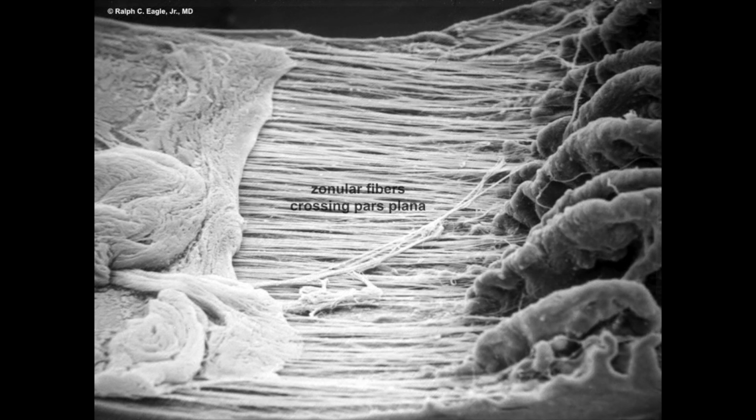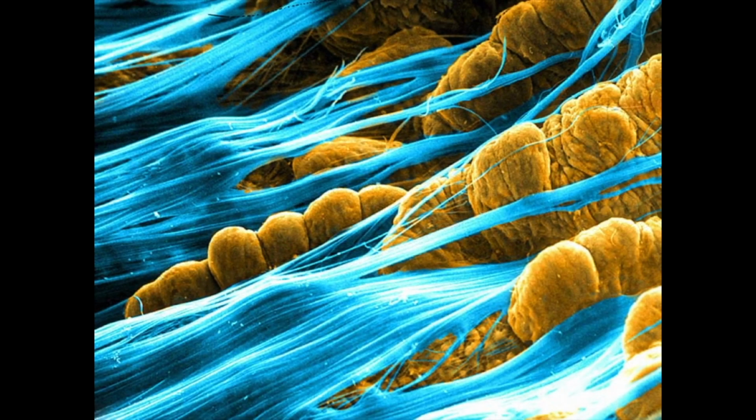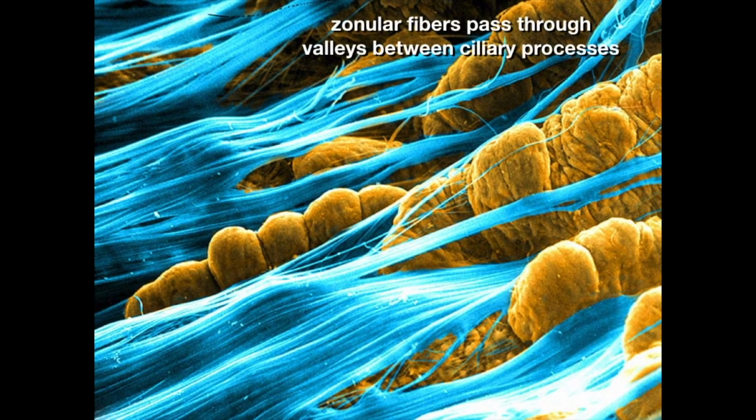In this scanning micrograph, the zonular fibers cover the pars plana. The ciliary processes of the pars plicata are seen at right. The vitreous comprising the vitreous base has been desiccated during processing. Bundles of zonular fibers enter the valleys between adjacent ciliary processes.